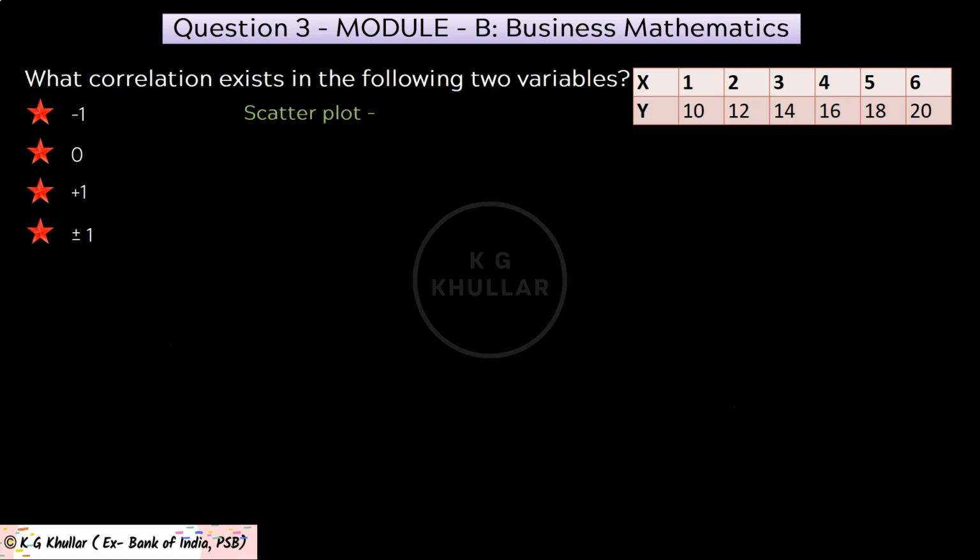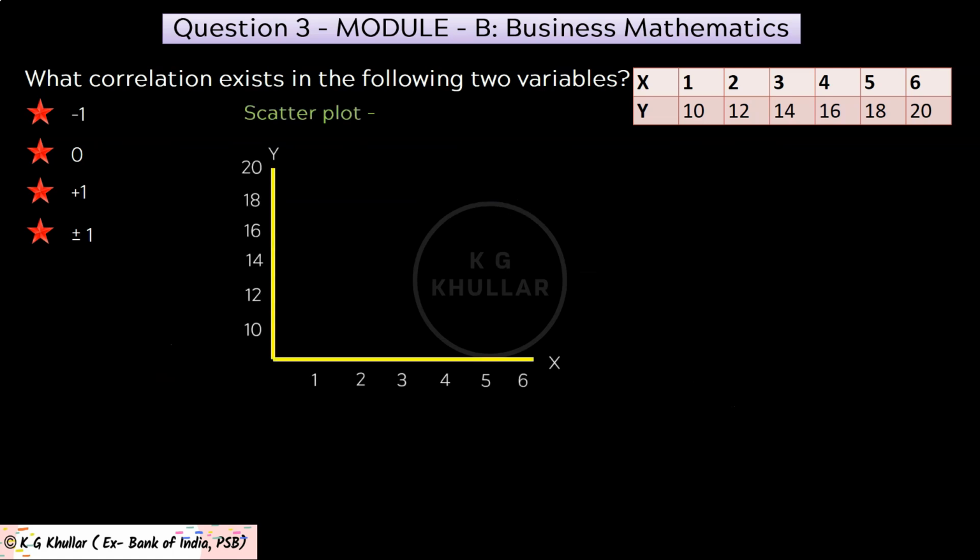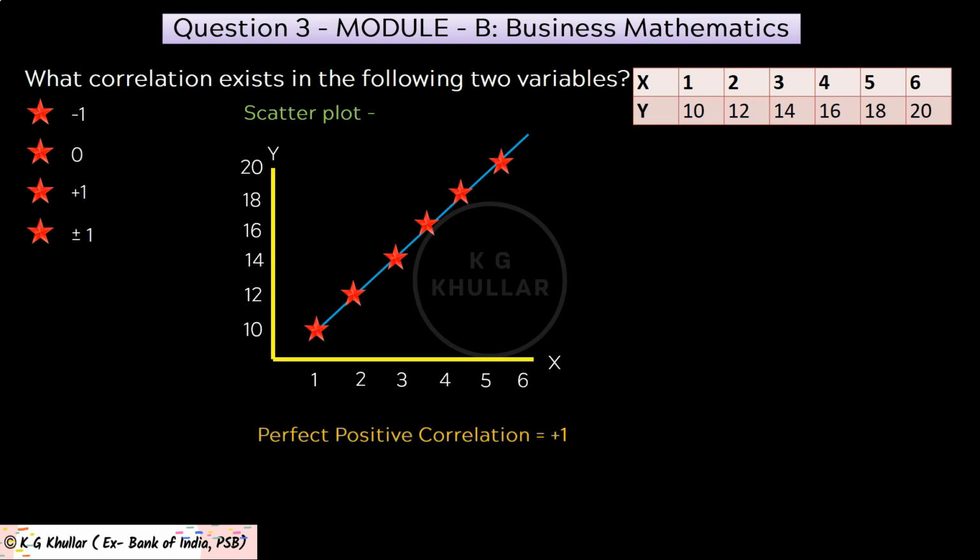Now, when you plot the scatter diagram for the data given in the question, you will see this type of diagram. So can you answer what type of correlation is this? Yes, if you said perfect positive correlation, then you are correct. And we just learned that in a positive correlation, the value is +1. So the correct answer for the given question is option C.